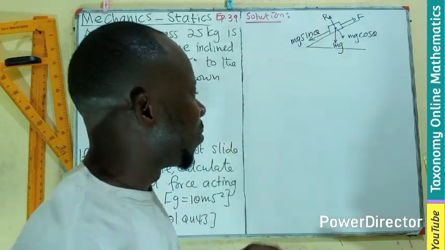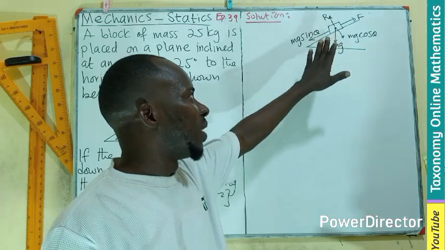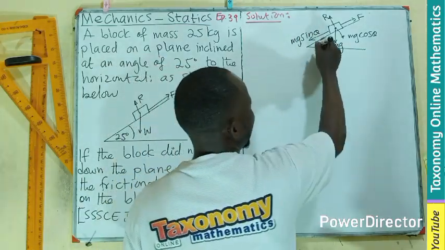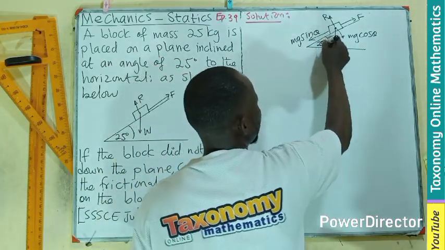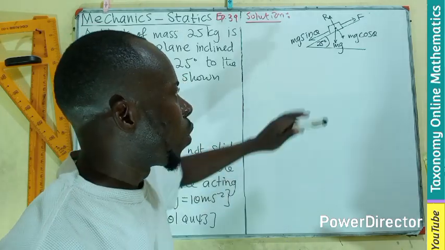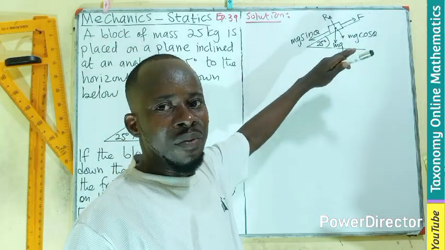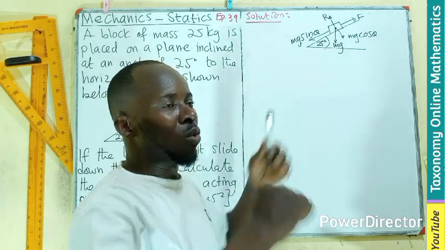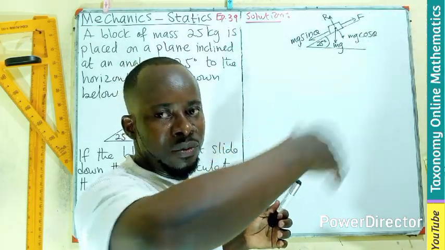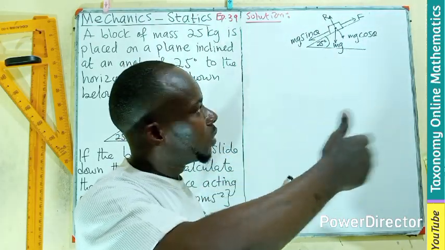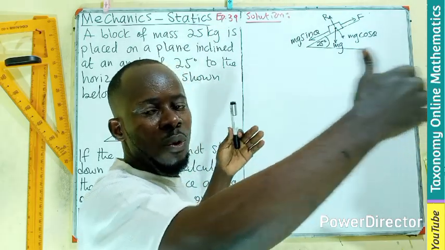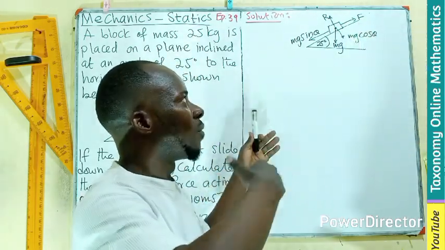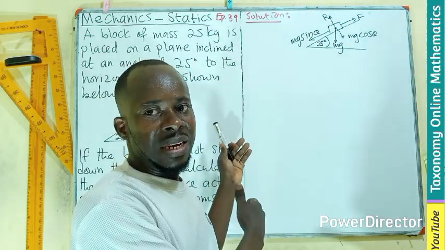So you can see that the body is completely still on the incline, where the angle here is 25 degrees. If it is not moving, this force is pulling down, and that force is trying to prevent it. Frictional force is the prevention force. So the body will still be there if the frictional force equals the downward force.